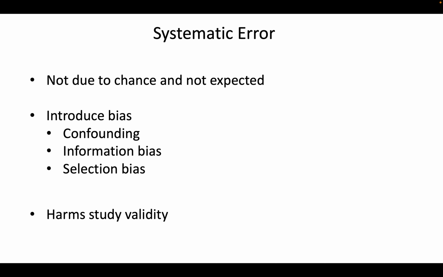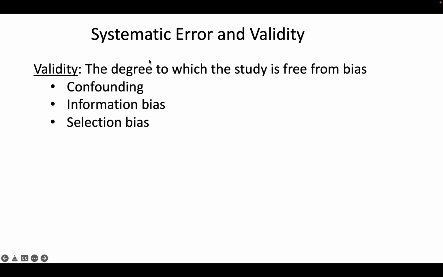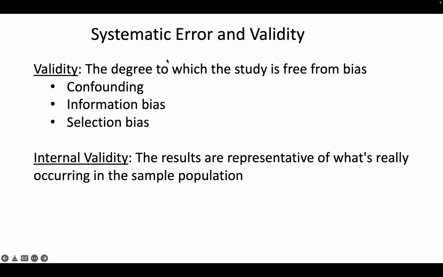And this harms study validity, and that brings up another set of definitions that I'll touch on briefly, where validity is basically the freedom from these biases. These are all things that threaten validity. If all three happen, the study would be completely invalid, but if some of them are happening, there might be harm to validity, but not necessarily completely invalid. Basically, the more valid a study is, the less it is influenced by these three sources of systematic error.